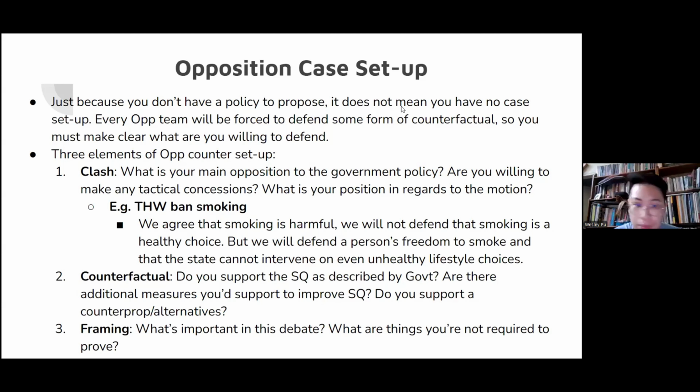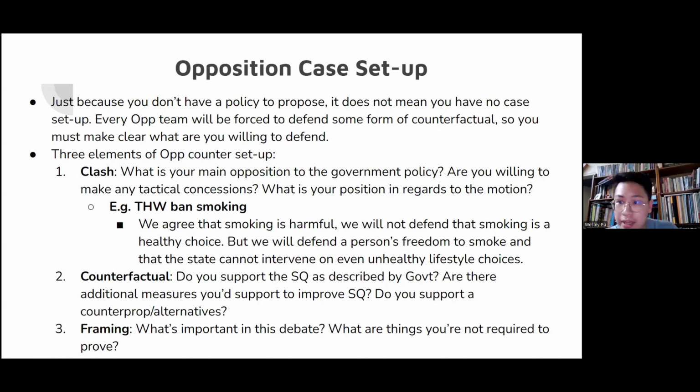So, in this house, we ban smoking. We agree that smoking is harmful. We do not defend that smoking is a healthy choice. But we will defend a person's freedom to smoke, and the state cannot intervene even on unhealthy life choices. So, in this house, we ban smoking. Opposition is not going to say, we think smoking is great. Opposition is probably just saying, no, we think smoking is pretty bad. What we are defending is the ability for people to choose to smoke.